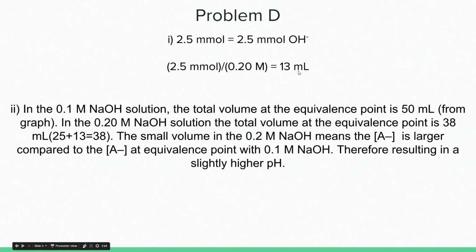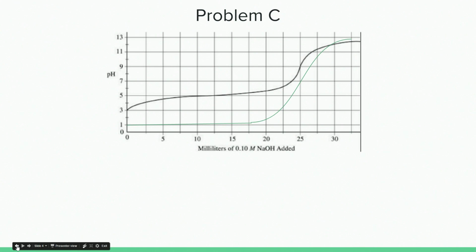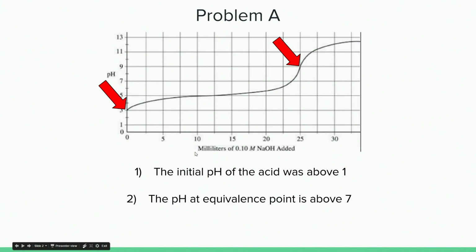And secondly, it asks us to explain why the pH at the equivalence point for this titration is slightly higher than the pH at the equivalence point in the titration using 0.10 NaOH. So in the 0.1 molarity NaOH solution, the total volume at equivalence point is 50 milliliters. And you can see that from here.